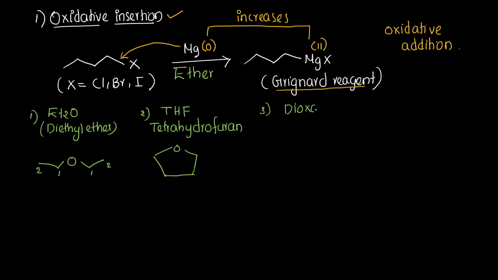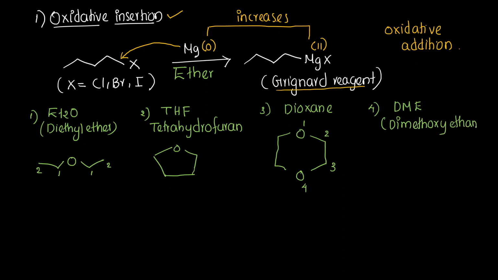And you can have dioxin as the solvent. You can draw 2 oxygen here and connect this way. This is dioxin. It is also known as 1,4-dioxin because the oxygen is attached at the first and the fourth position. And the other solvent you can use is the DME, dimethoxyethane. So you have an ethane. First draw the ethane, 1 and 2. And you have dimethoxy. So attach one methoxy group here, another methoxy group here.